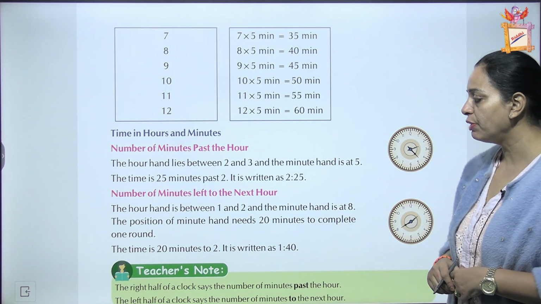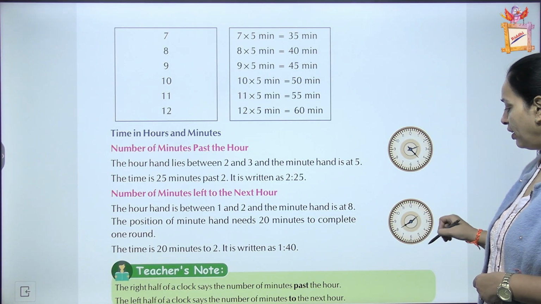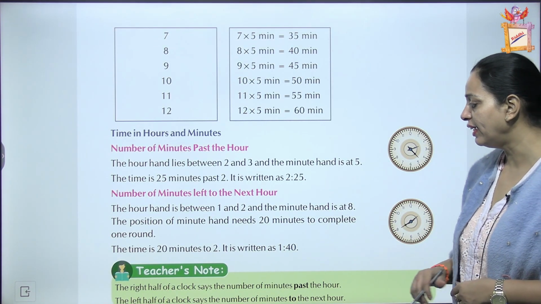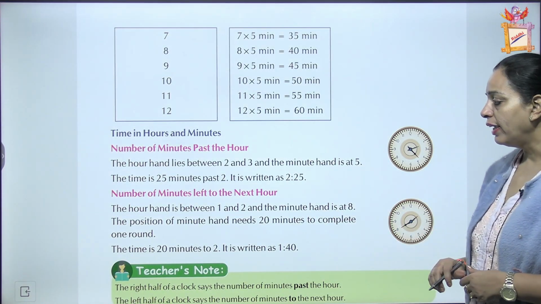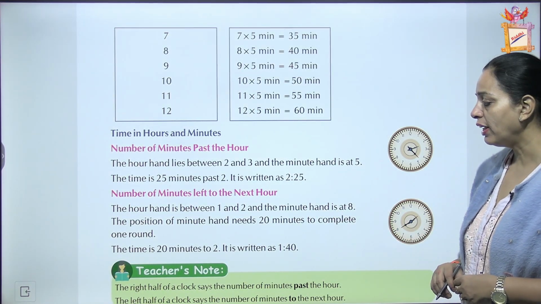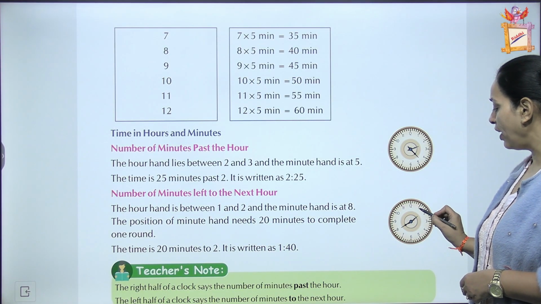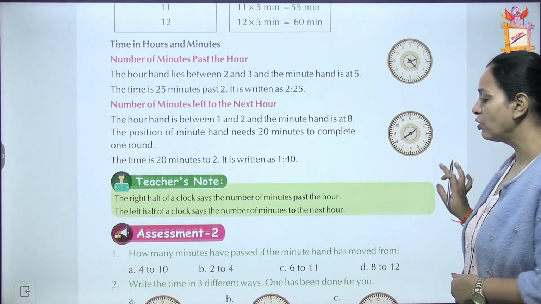Now, number of minutes left to the next hour. The hour hand is between 1 and 2 and the minute hand is at 8. See this one. So what is the time? The position of the minute hand needs 20 minutes to complete one round. It means we can say 20 minutes to 2, and it is written as 1:40. Okay, so I hope this is clear to you.